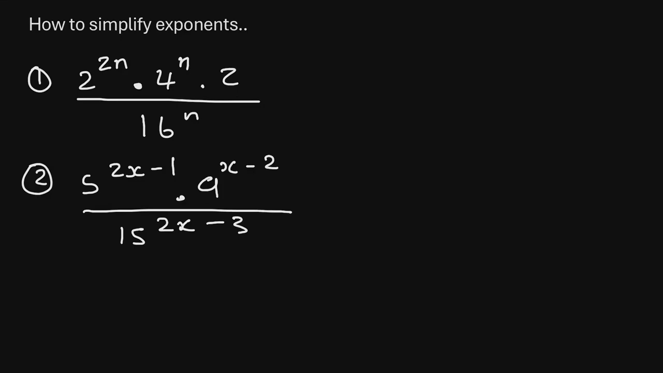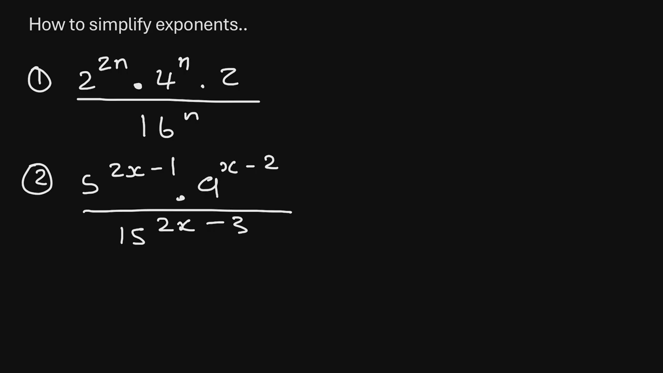How to simplify exponents if you have multiplication between exponents. Let's look at the following problem whereby we have 2 to the power of 2n multiplied with 4 to the power of n multiplied with 2, all divided by 16 to the power of n. So now the first thing that you do when you have exponents and you have multiplication and division, you always make sure that the bases are in prime numbers.